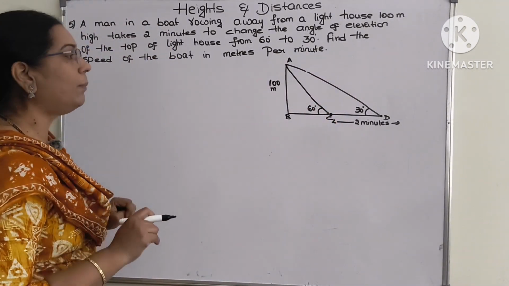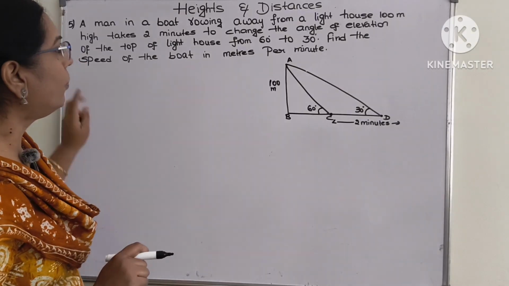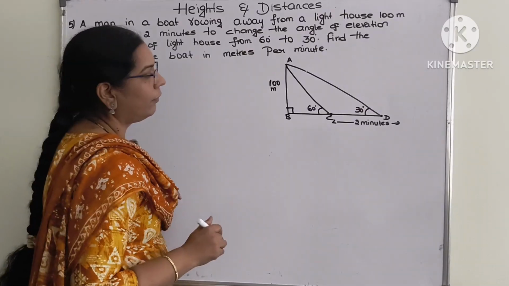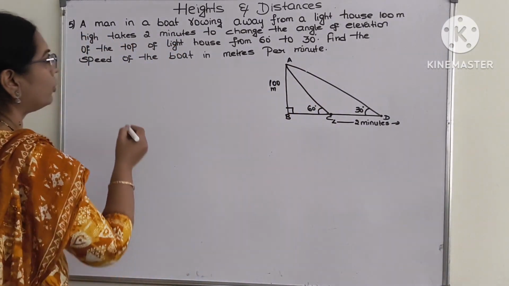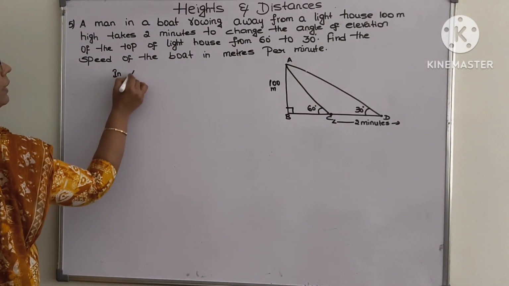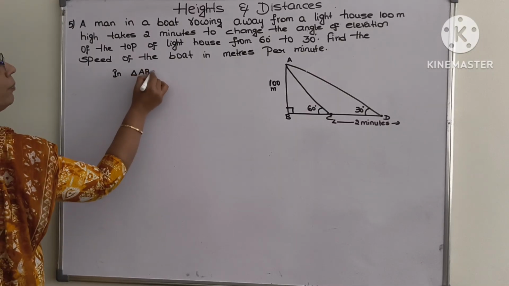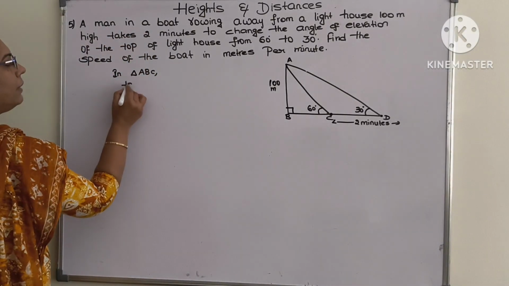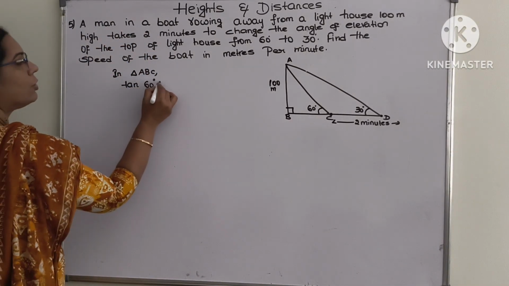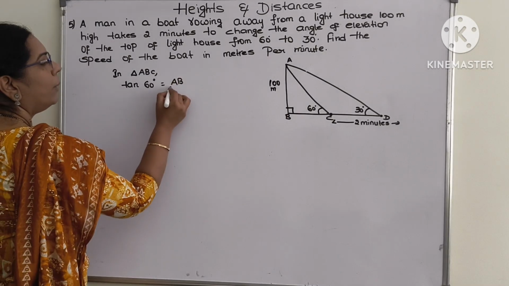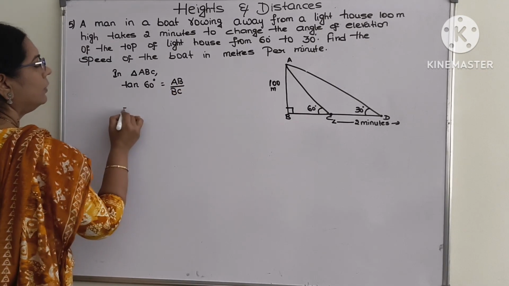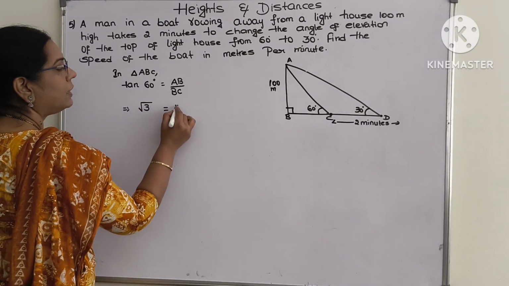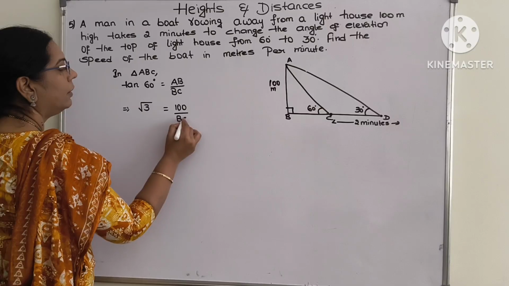This is very interesting, children, because we have not done anything of this sort till now. Let us write. Now, this is the right angle. How many do we have? We have two right angles. Let us write both of them. First one, in triangle ABC, I have the opposite side. I need the adjacent. So I will take tan theta. Tan theta is equal to AB by BC. And tan 60 is root 3, which is 100 by BC.